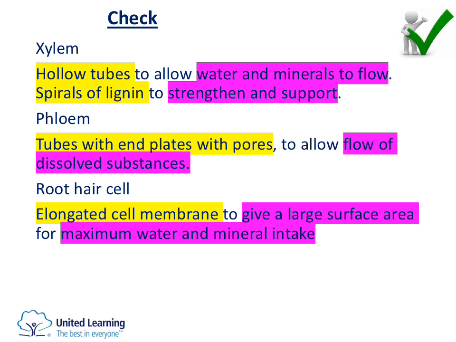So these are more difficult. And your last one, your root hair cells, they have got an elongated membrane, so it looks almost like a spike. It gives it a large surface area so that it can absorb and take in the most water and minerals possible. So root hair cell, in really basic terms, all you need to say is it has a large surface area to absorb as much water and minerals as possible.